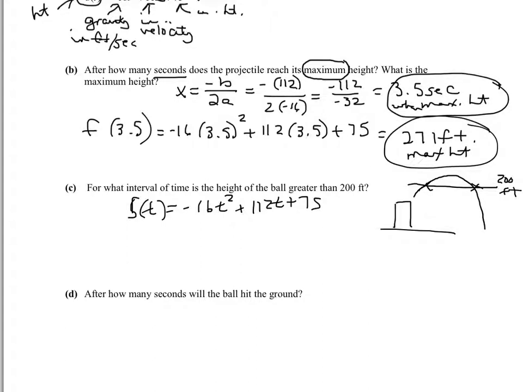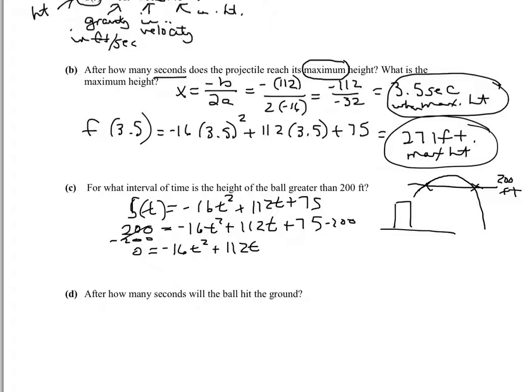And the way I'll find it is I will put in that height for my S of t. And guess what I have? I have an equation that I can now set equal to 0 and use my quadratic formula to solve. So if I subtract 200 from each side, I'll end up with 0 equals negative 16t squared plus 112t.